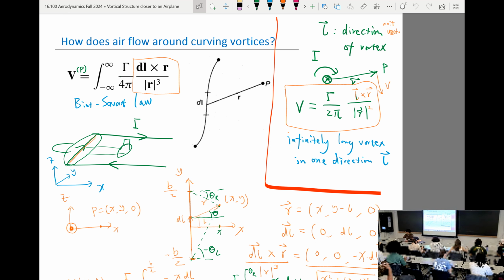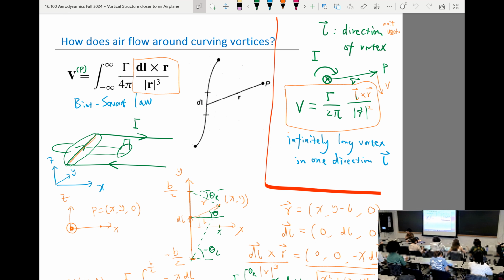So let's look at this bound vortex first. The bound vortex would be lying along the y direction. Let's consider two coordinates. One coordinate is in the x-z plane, and let's put that vortex at the center, and the vortex goes into the board.